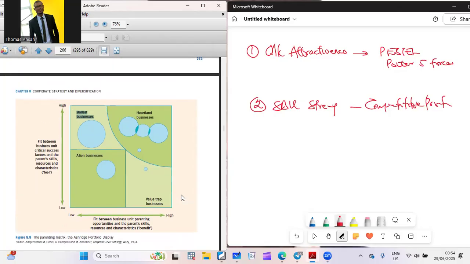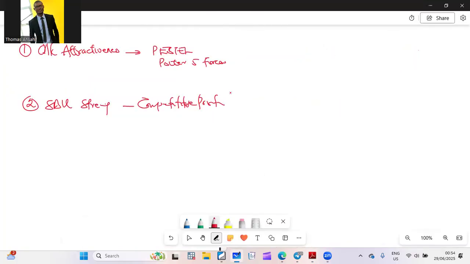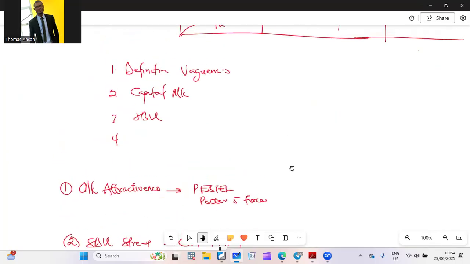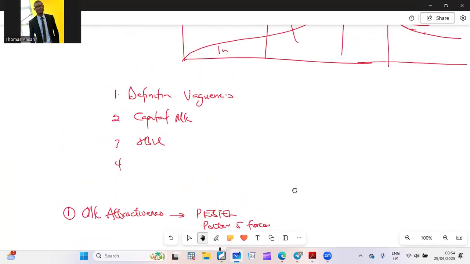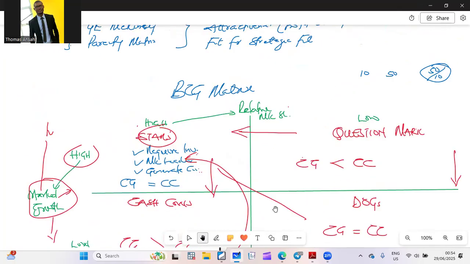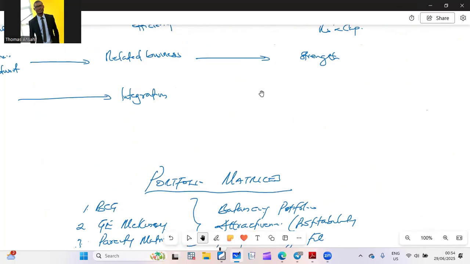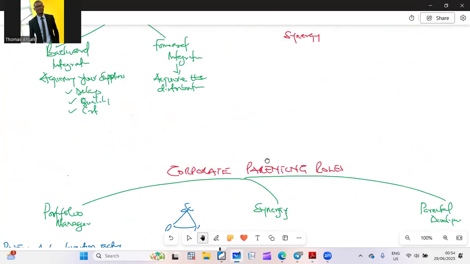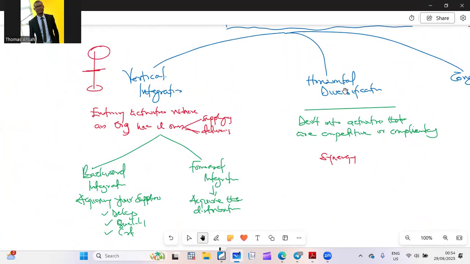All right. So, ladies and gentlemen, what you learn here basically for your exam purposes is the dimensional aspect of the parenting: the portfolio manager, synergistic manager, and parent developer. But most importantly, the concept of the BCG matrix and this side where we discuss vertical integration and horizontal integration.